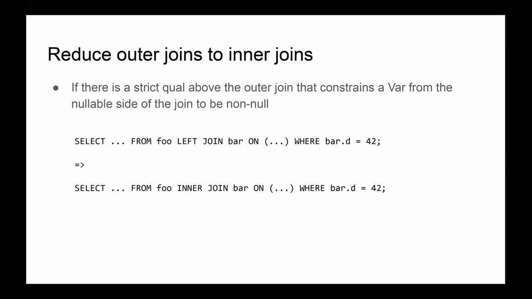So we can conclude that if there is a strict clause above the outer join that constrains a var from the nullable side of the join to be non-null, then we can reduce the outer join to an inner join.